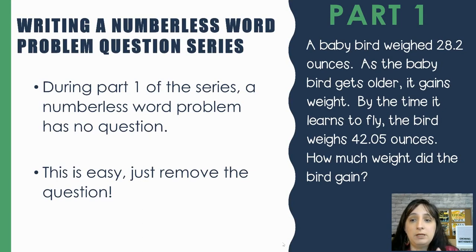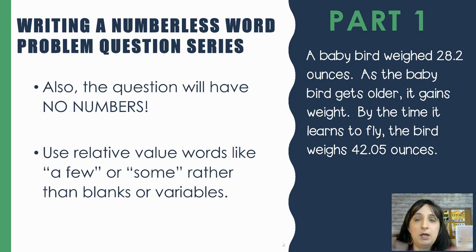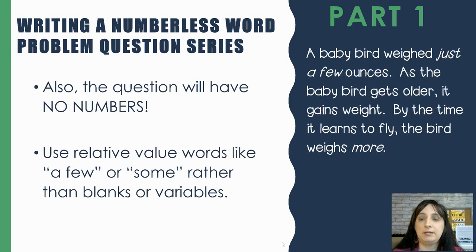So we're now going to take our regular problem and turn it numberless. Our first step is easy. We're just going to remove the question. So the question's gone. In part one, we do not have a question as a part of the story problem. And then, of course, since it's numberless, the problem will have no numbers. So we're going to use relative value words like a few or some rather than blanks or variables. In this case, we're going to change it to a baby bird weighed just a few ounces.